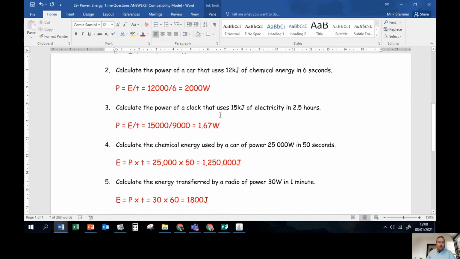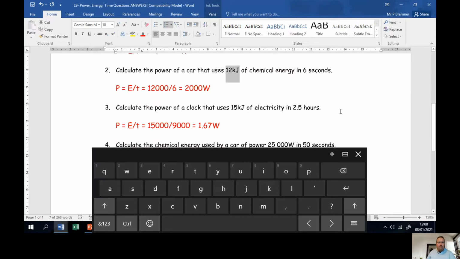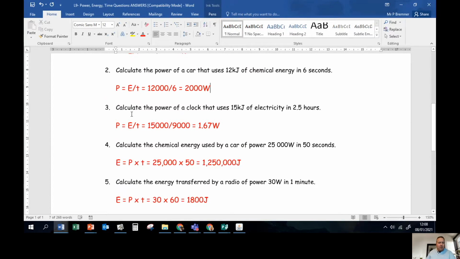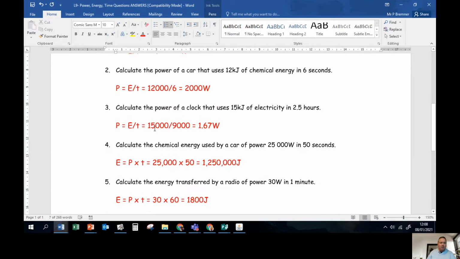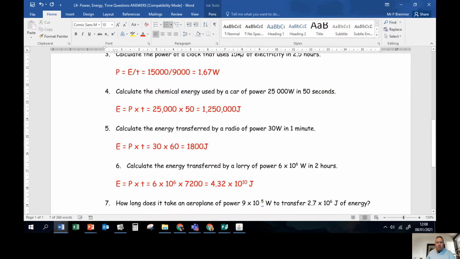Number 2, 2000 watts. You needed to convert your 12 kilojoules into 12,000 joules to get the full marks on that one. Number 3, 1.67 or 1.6 continuous watts. You needed to convert the 15 kilojoules into 15,000 joules, and the 2.5 hours needed converted into 9,000 seconds. Question 4, 1,250,000 joules. Question 5, 1,800 joules. You needed to convert your 1 minute into 60 seconds.